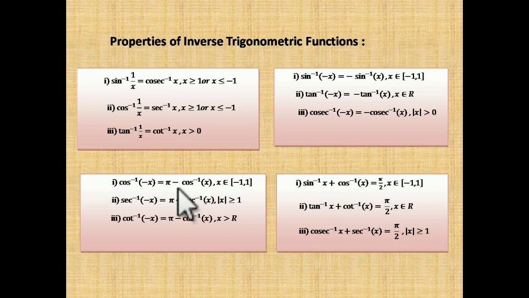Now for the category 0 to π, if we have a negative inside the inverse trigonometric function, this will come out to be π minus cos inverse x. In the same way, sec inverse minus x is π minus sec inverse x, and cot inverse minus x leads you to π minus cot inverse x. Now these are three very important results. Sine inverse x plus cos inverse x equals π/2. Tan inverse x plus cot inverse x equals π/2. Cosec inverse x plus sec inverse x equals π/2.